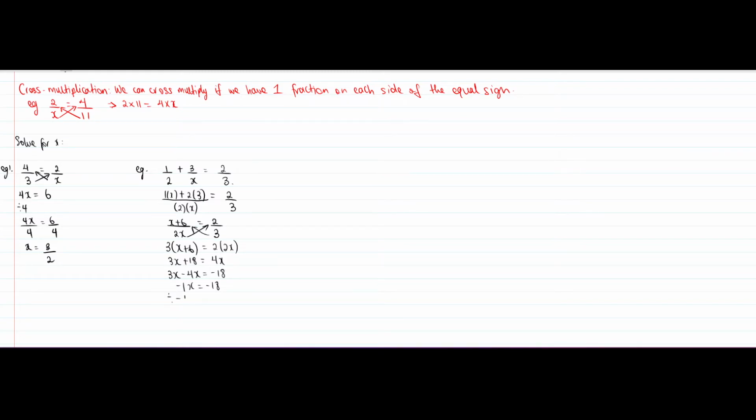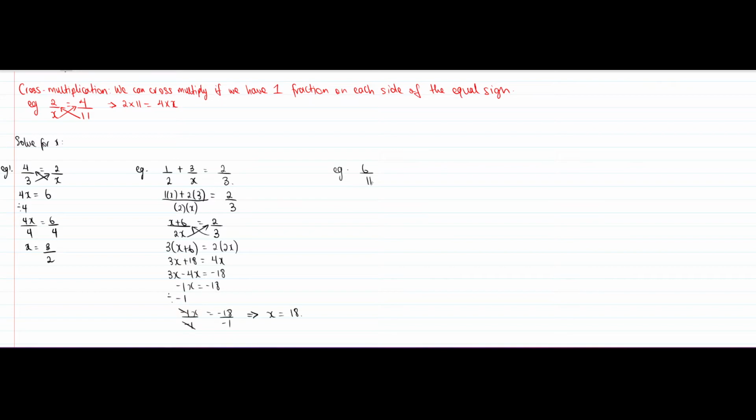I'll divide by minus 1. Minus 1x over minus 1 is minus 18 over minus 1. You cancel with you. And I get x is equal to 18. Let me do our next example. Let me say I have another example where the variable again is on the denominator.